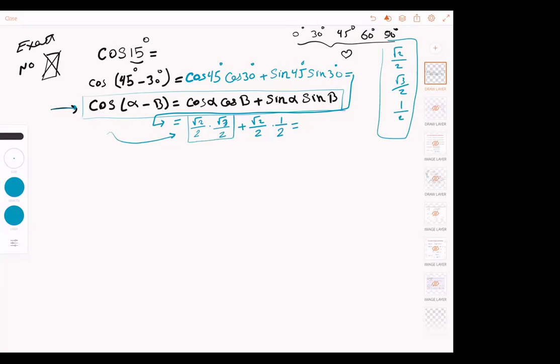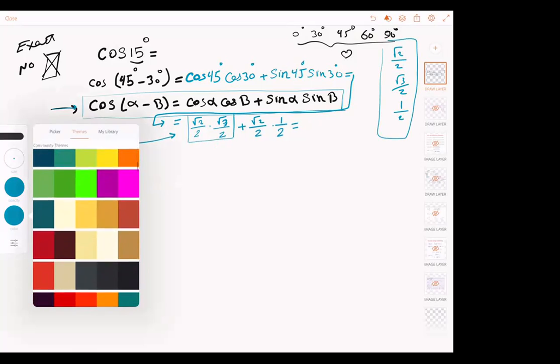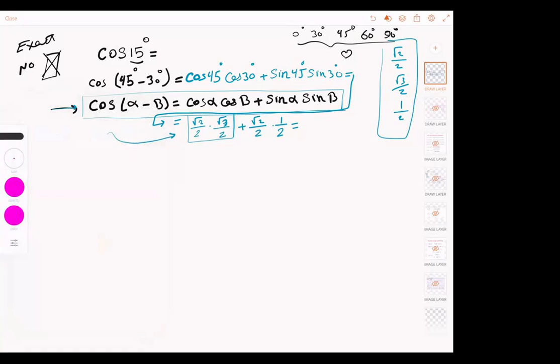Radical 2 times radical 3 is radical 6 over 4, plus radical 2 over 4, and this gives us radical 6 plus radical 2 over 4. This is the final answer.